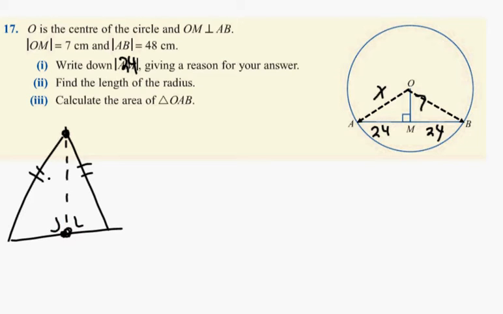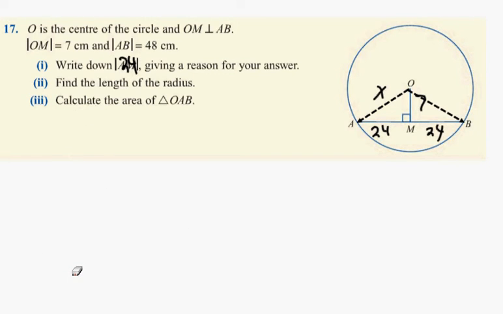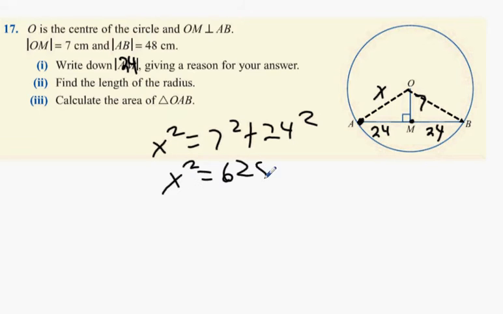This is no different. So which is the longest side this time, Sean? X is the longest side, so it's going to be x squared equals 7 squared plus 24 squared. X squared equals 625. X equals 25. Driving on? Okay.